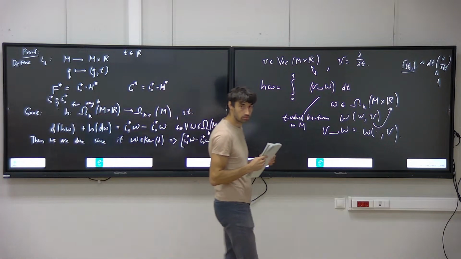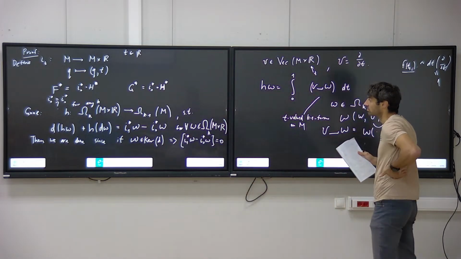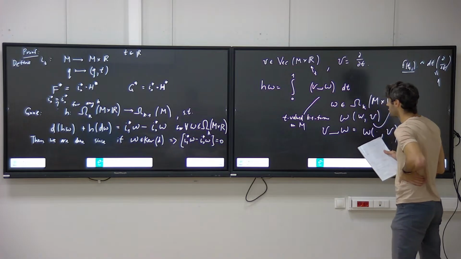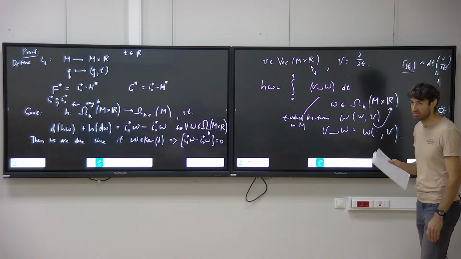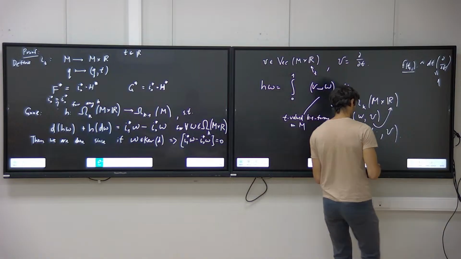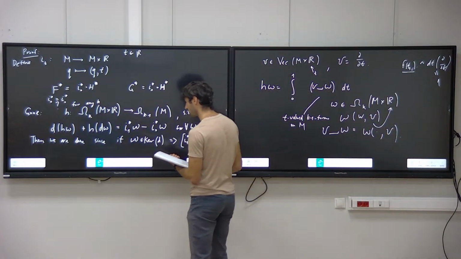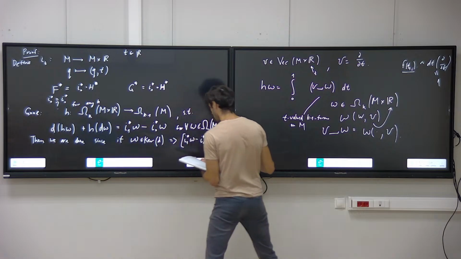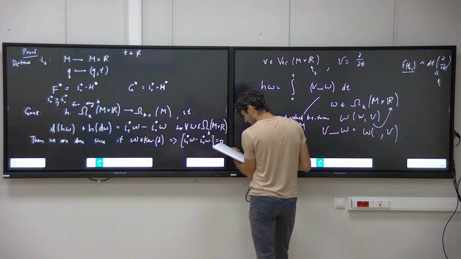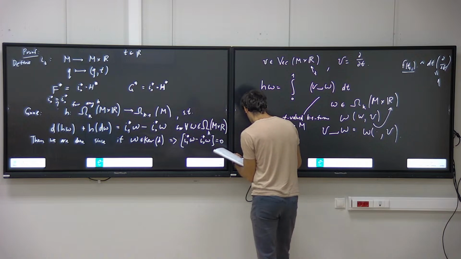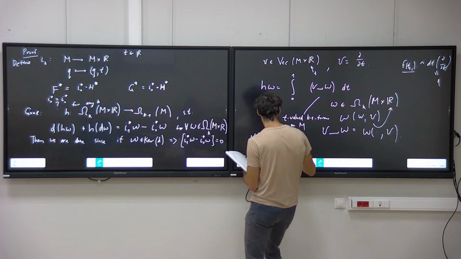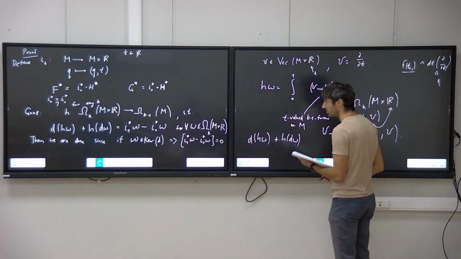This is how you find the action of h on a form omega, right? Yes, so that's the definition of h. So now we need to check this. Okay, so let's do this. Let me write. We need to compute d h omega plus h d omega, right?